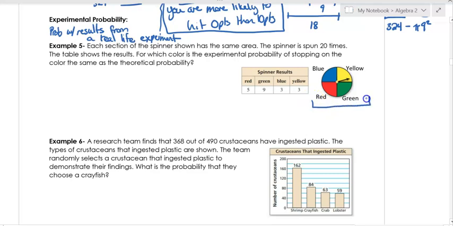Okay, if these are all the same size, then what that tells me is that in theory, each one should happen 0.25 amount of the time, 25%, because they're all equal and there's 4 of them. So each color has a 1 out of 4 chance of landing on, which is 0.25.